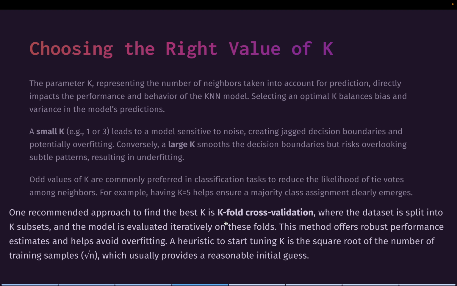One recommended approach to find the best K is cross-validation, where the dataset is split into K subsets and the model is evaluated iteratively on each subset. The method offers robust performance estimates and helps to avoid overfitting. A heuristic for starting to tune K is the square root of the number of training samples, which usually provides a reasonable initial guess.